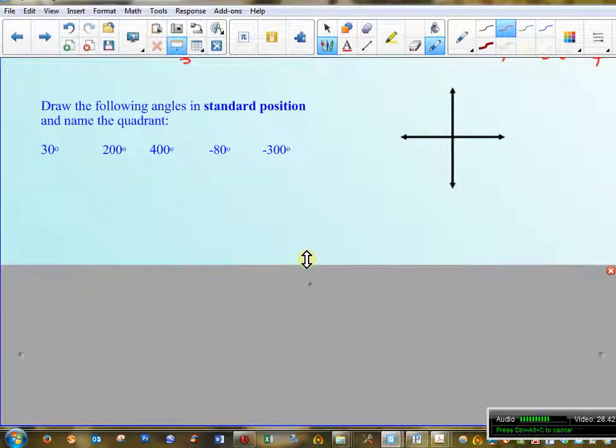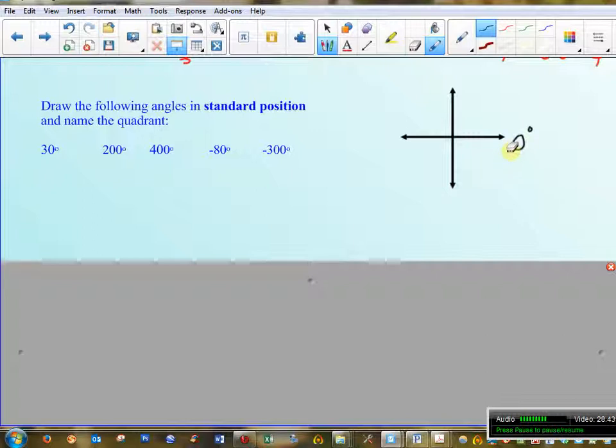Well, standard position means we always start at 0, and if it's a positive degree measure, we'll go up. If it's a negative degree measure, we'll go down. So let's take a look at the 30-degree angle. I'm going to start at 0. It's positive, so I'm going up approximately 30 degrees. I'll sketch that angle there. That tells me I'm in quadrant 1, and I'm done with that one. I'm going to erase that now.